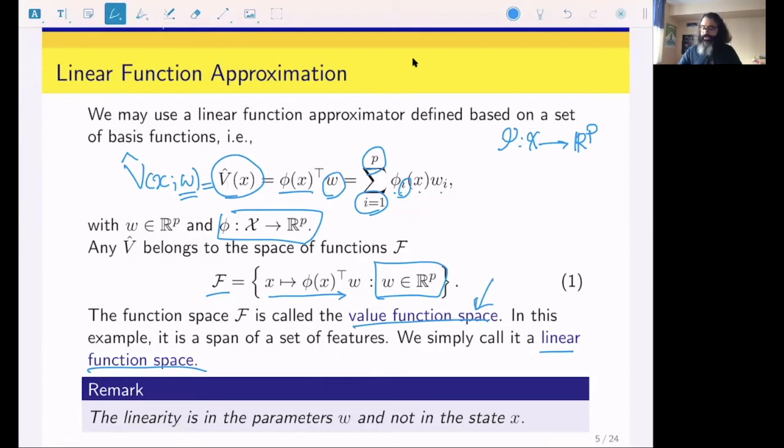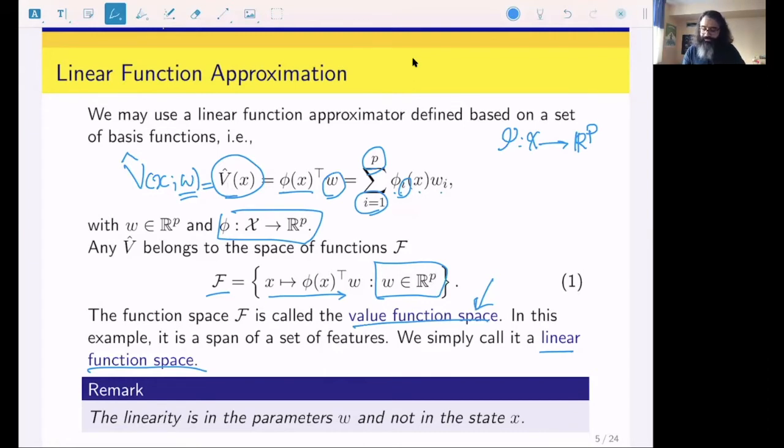One important thing is that this linearity is in the parameters, in w, and not in the state. So these are not spaces of linear functions in the state variable, but just linear functions in w. This means that we can represent functions that are nonlinear in states.